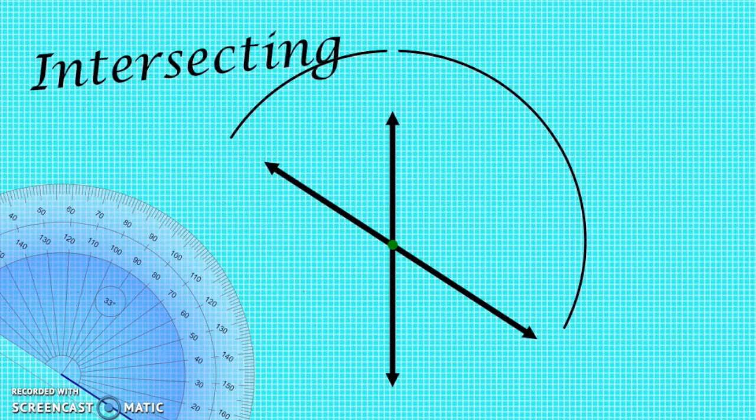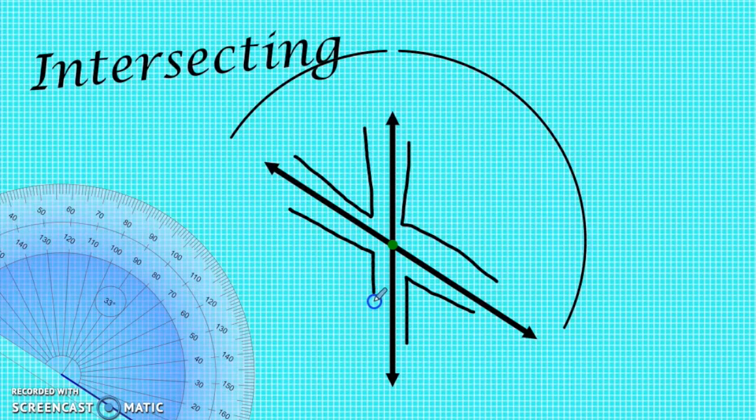The final indicator that a set of lines is intersecting is if it creates V-shapes. If you can draw V's on each side of the set of lines, like I am drawing on the screen, this means that the lines are intersecting.